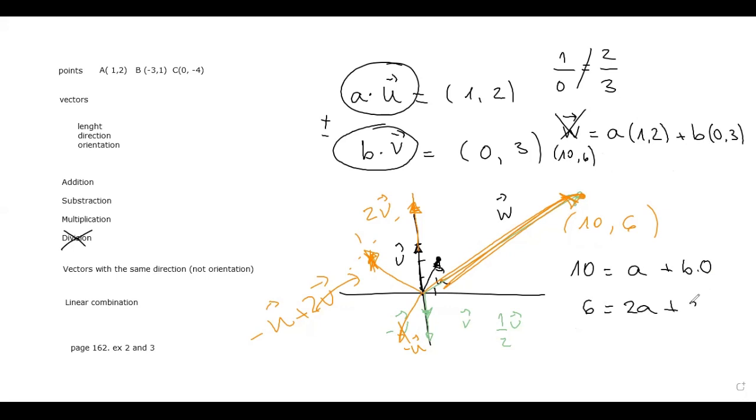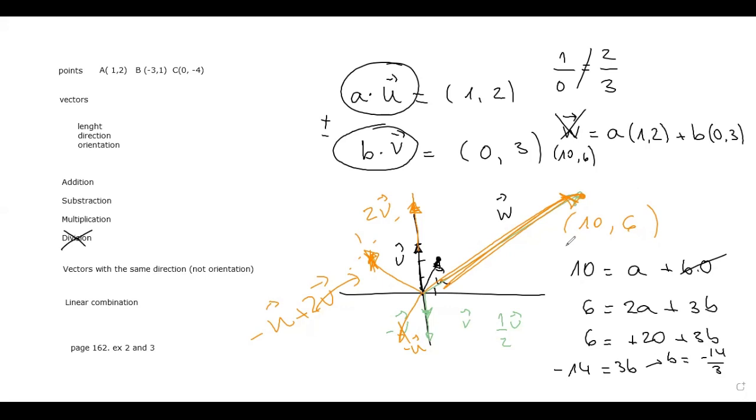Okay, here it's easy because I don't have a real system of equations, because a comes just straight away. a has to be 10. If a is 10, then 6 has to be 20 plus 3b. So if I move this 20 here, I get minus 14. It is 3b. So b equals minus 14 divided by 3, which is minus 4 point something.